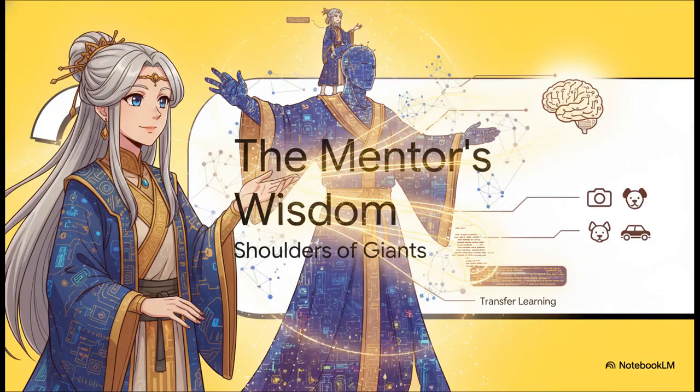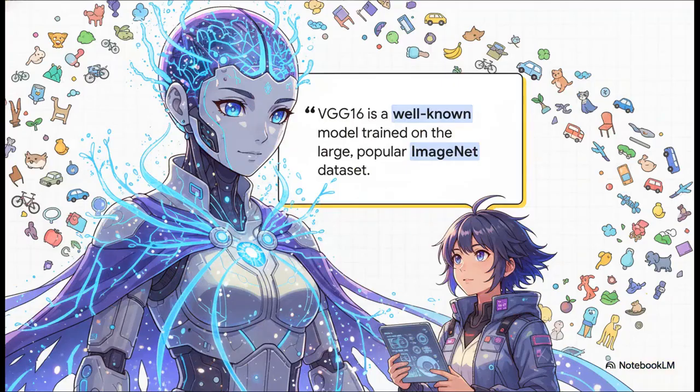But just when all seems lost, a wise mentor appears. And this mentor doesn't offer a new weapon, but something much more powerful: ancient wisdom, a technique called transfer learning. This mentor is a legendary, pre-trained model, something like VGG-16. It's a true expert that has already spent countless hours studying millions of images from the massive ImageNet dataset. It already knows how to identify thousands of different objects, and it offers our hero all of that hard-earned knowledge.